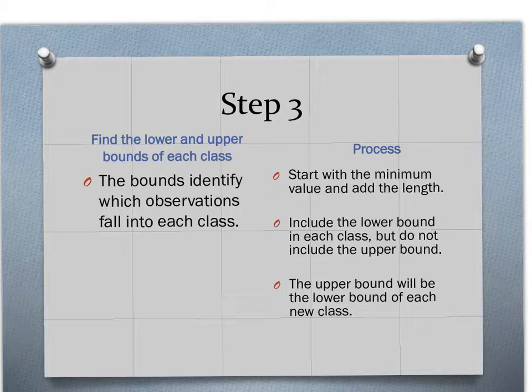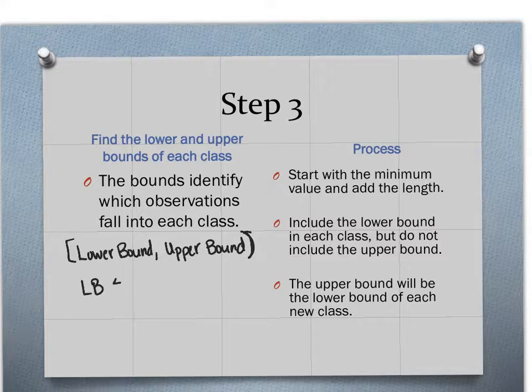Once we have the class width, we can find the lower and upper bounds of each class. The bounds are going to identify which observations fall into each class. We generally are going to include the lower bound and exclude the upper bound. Algebraically, this means the lower bound is less than or equal to x, but x is less than the upper bound. And to do this process, you're going to start with the minimum value.